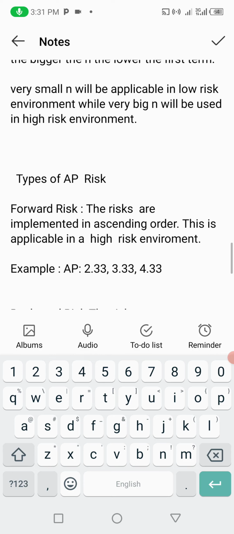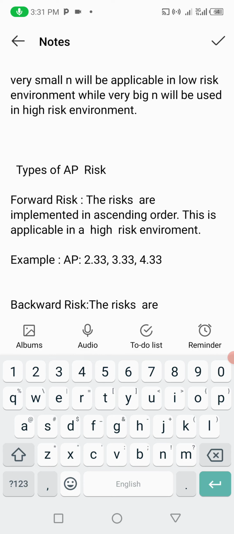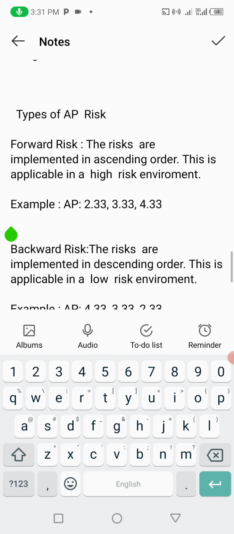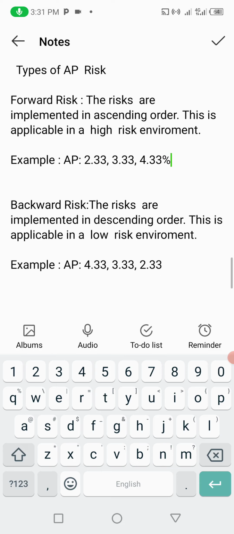Forward risk. These risks are implemented in ascending order. This is applicable in a high risk environment. An example of forward risk is AP 2.33 slash 3.33 slash 4.33, all in percentages. These are percentage values, not just odd levels.